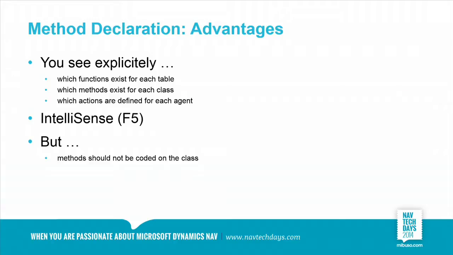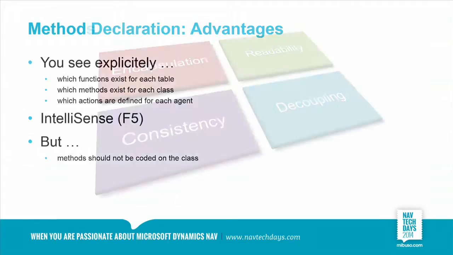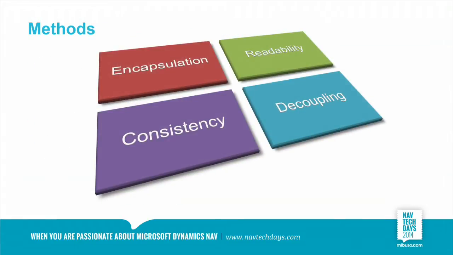So that's what I already said. You see explicitly which functions exist for each table, which methods exist for each class, and which actions are defined for each agent. And that is actually the same on three levels of communication. So let's look into methods, because that's really how you structure that. That's really the heart and soul of your application. We'll look into four categories: encapsulation, readability, consistency, and decoupling.